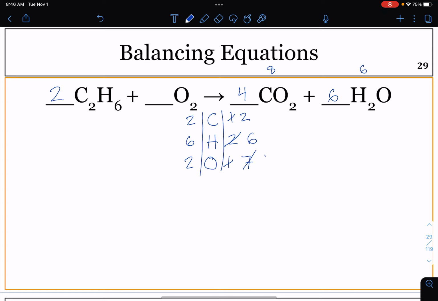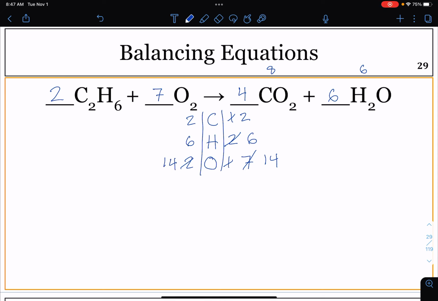This gives us a total of 14 oxygen atoms, which should be expected since we doubled the amount of atoms that we had. Now, if we were to change this coefficient to a 7, we have 7 times 2, 14 oxygen atoms on each side.